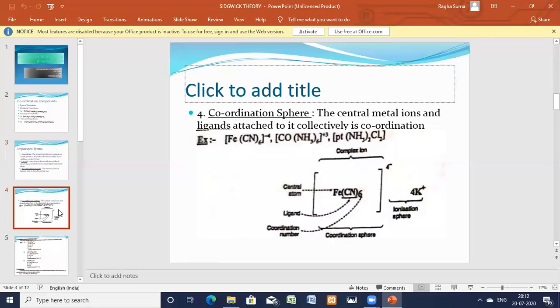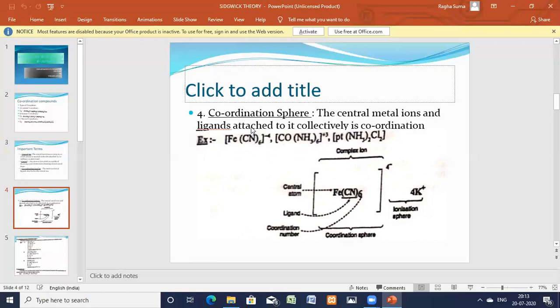Now let us see the diagram. What is a coordination sphere? The coordination sphere is nothing but the central metal ion and the ligands together, collectively as a whole. You call it a coordination sphere.